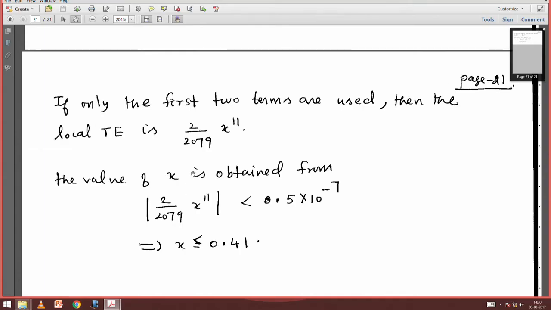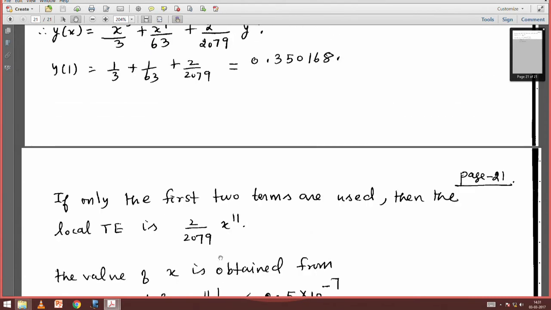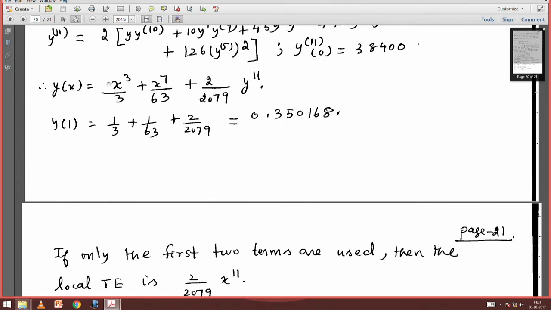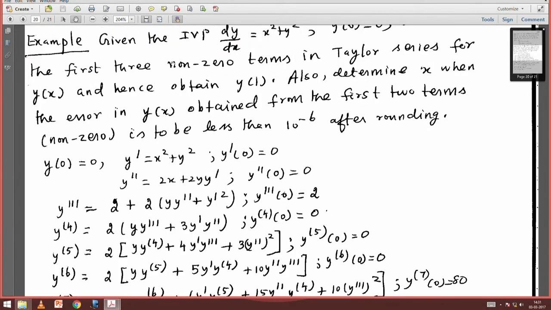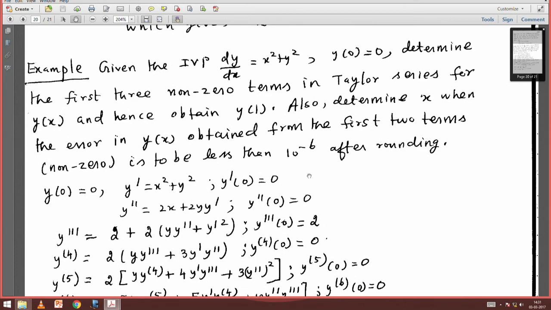So, I compute values of x for which this condition is satisfied and we see that x must be less than 0.041. So, for all values of x less than 0.041, you can use the Taylor expansion only up to these two terms, namely x cube by 3 plus x power 7 by 63, and write down the solution of this initial value problem which we have considered, such that the error will be less than 10 to the minus 6 after rounding.